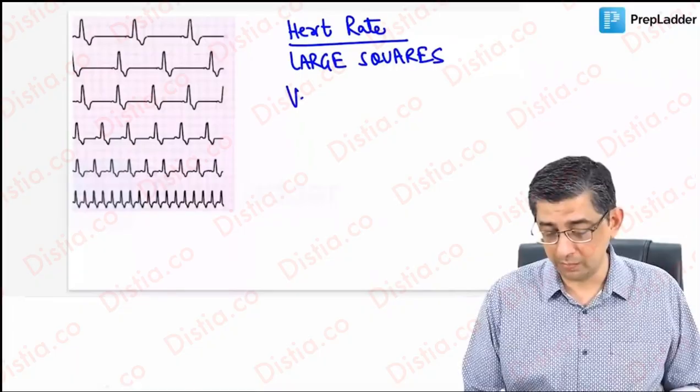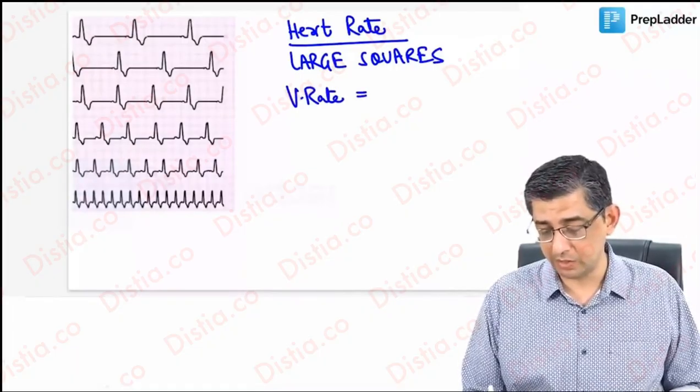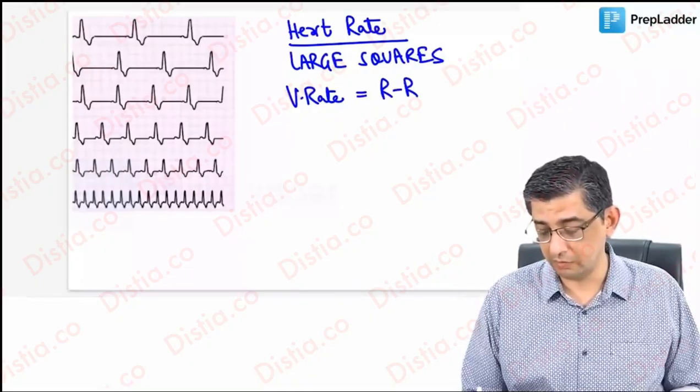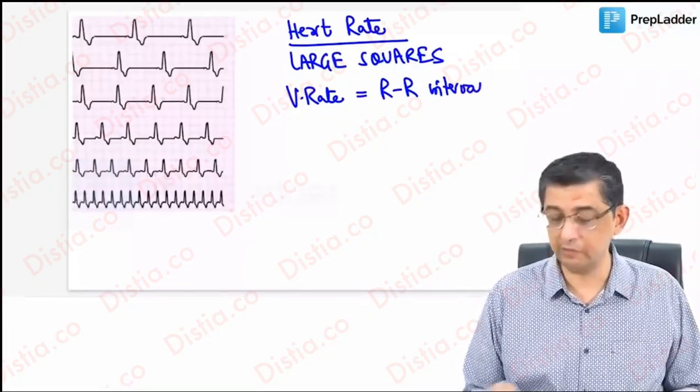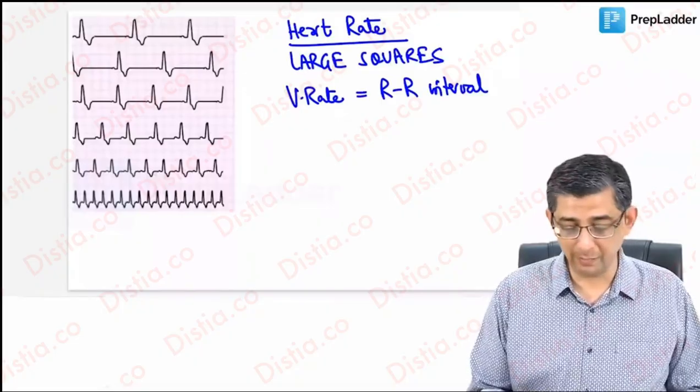And how do you determine the ventricular rate per se, guys? That's going to be the distance between the R and the R waves, which we are going to call the RR interval. Now let's look at a couple of examples here.